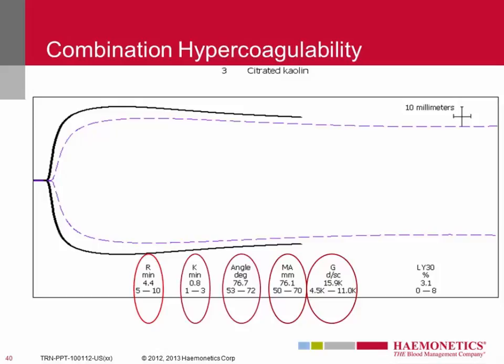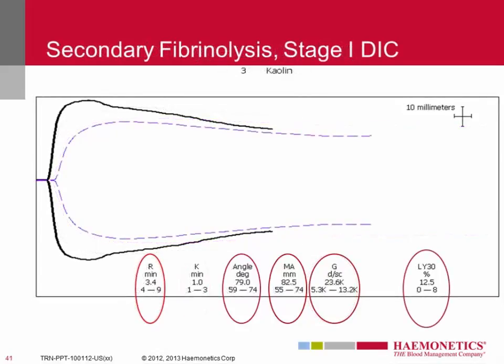Combination hypercoagulable: R's short, K's short, angle's high, MA's high, G is high. This is the type of patient that you would probably want to consider some sort of antiplatelet therapy on. Aspirin at a minimum.